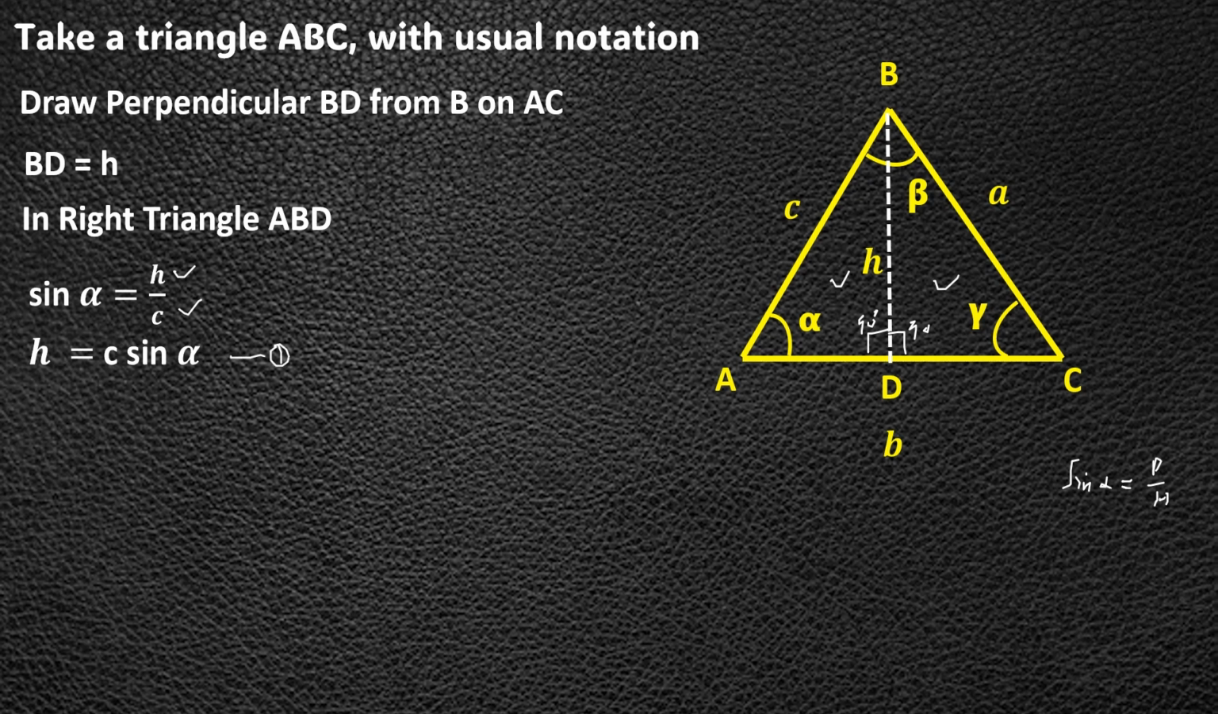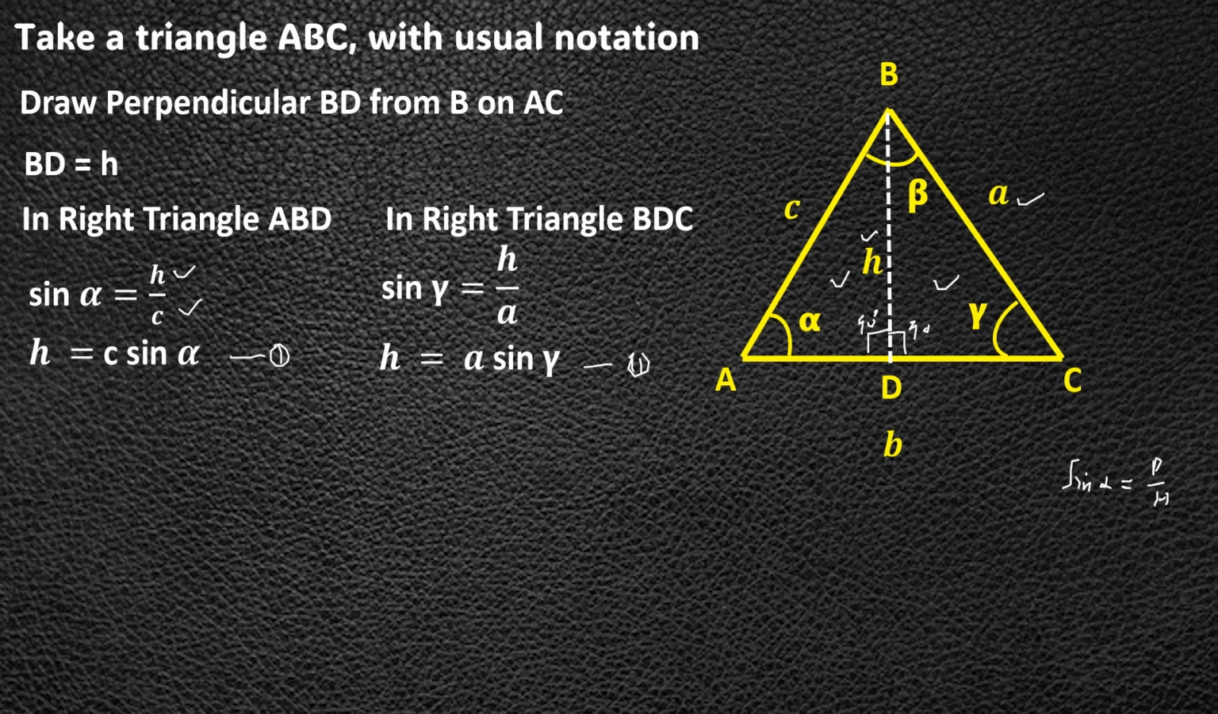Now we go to the second right triangle BDC and find sine gamma. Sine gamma will be equal to h over a, that is perpendicular over hypotenuse. So h will be equal to a sine gamma. We call this equation 2.